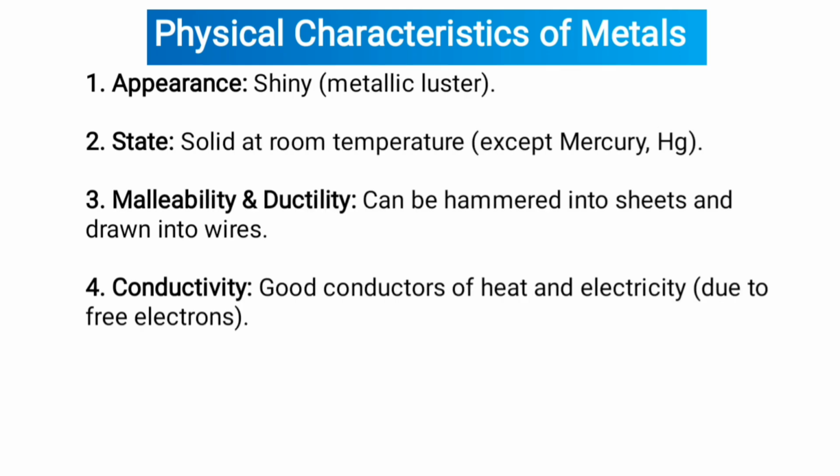Now, physical characteristics of metal. The first one is appearance. Metals are shiny, meaning metallic luster. And the second one, state. Metals are solid at room temperature except mercury, Hg. And the third one is malleability and ductility. Metals can be hammered into sheets and drawn into wires. And the fourth one is conductivity. They are good conductors of heat and electricity, due to free electrons.